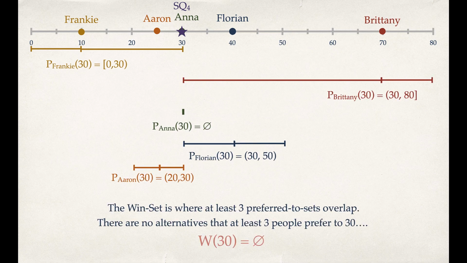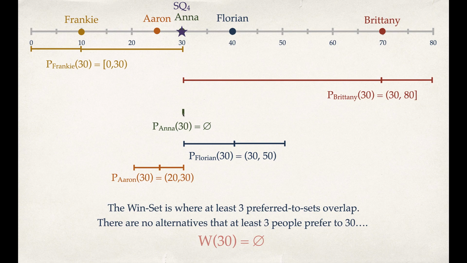Here's Frankie's, here's Brittany's, here's Anna's, here's Florian's, here's Aaron's. Notice Anna's preferred-to set. Anna's preferred-to set of 30 is the empty set. There is nothing Anna prefers to 30. It is her ideal point. It maximizes her utility. It is the peak of her utility function, if we were drawing utility functions onto the vertical dimension. So Anna's preferred-to set is the empty set.